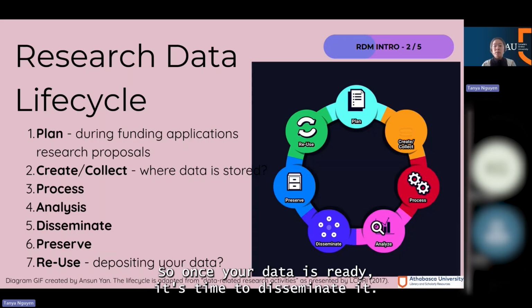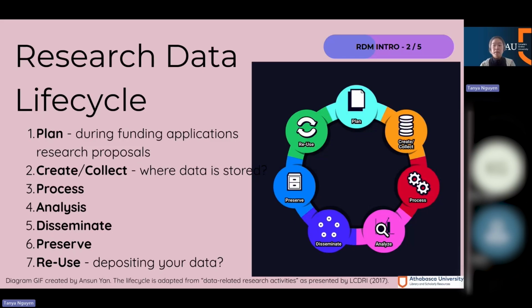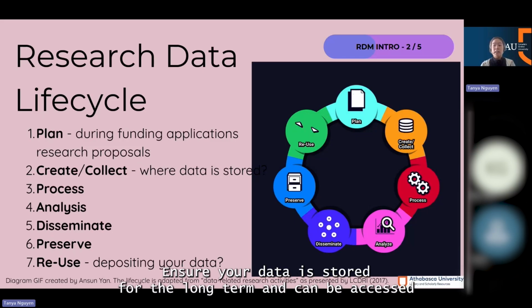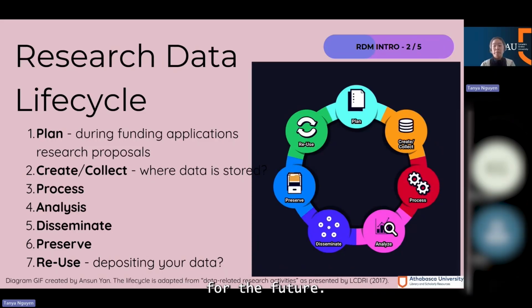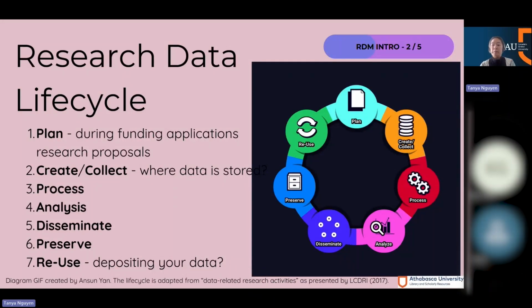Once your data is ready, it's time to disseminate it, sharing findings with the wider community if applicable for your project. And finally, the preserve and reuse stages ensure your data is stored for the long term and can be accessed in the future. So consider how and where you'll deposit your data for reuse. And again, only if it's applicable to your research.